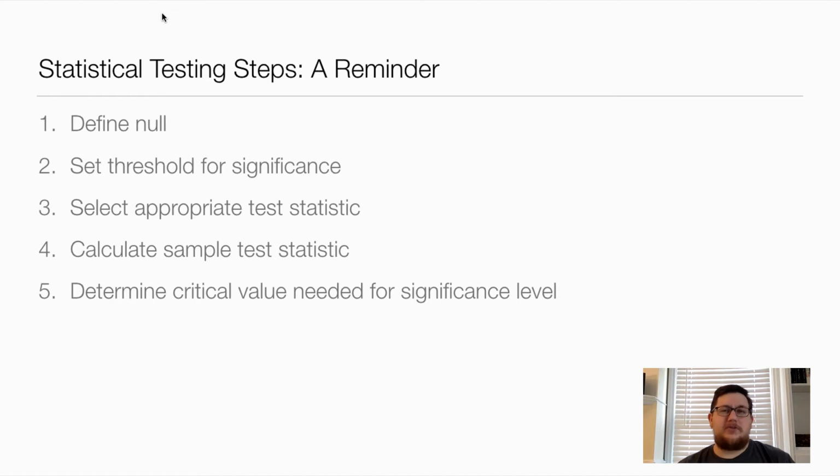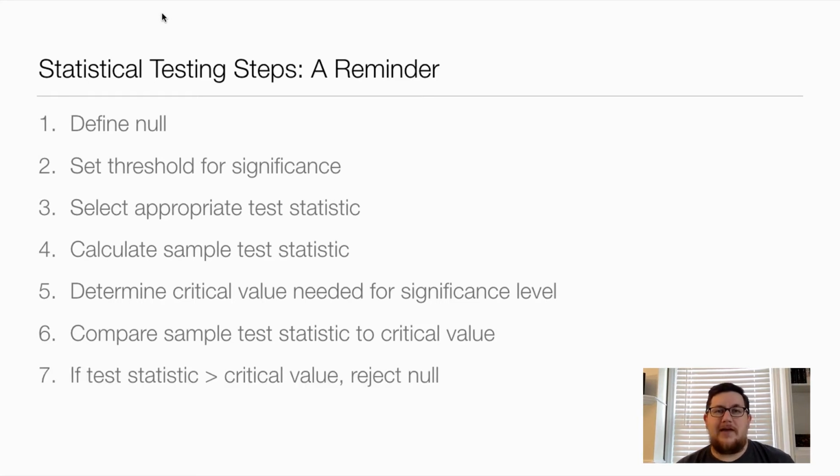Now, here's where things get a little bit tricky. We have to determine a critical value that we must reach with our statistical test value in order to reach our significance level. Okay, I'll talk more about that, obviously. Then we compare our test statistic to the critical value. And finally, we adjudicate the extent to which we believe or reject the null. All right, so if the test statistic is greater than the critical value, we reject the null. If it's less than the critical value, we don't reject the null. So again, just a reminder to let you all know.